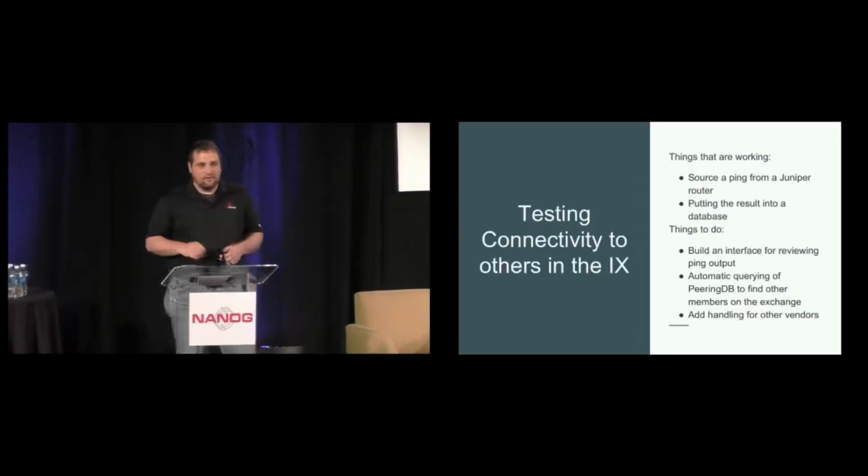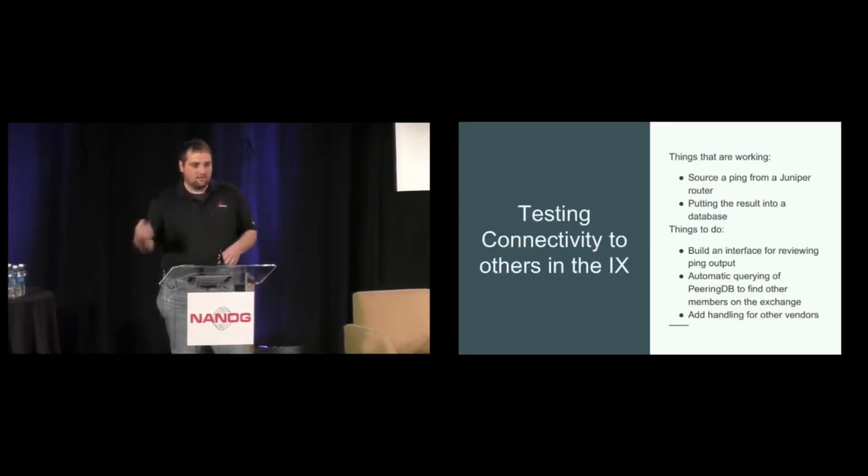Things that are working right now: we can source a ping from a Juniper router and we can put the results of that ping into a database. Things to do after today: we hope to build a way to review all of those statistics via a web portal, find other peers that are on your exchange, and automatically source those pings to the other peers. Additionally, we want to add other vendors such as Arista and Cisco.